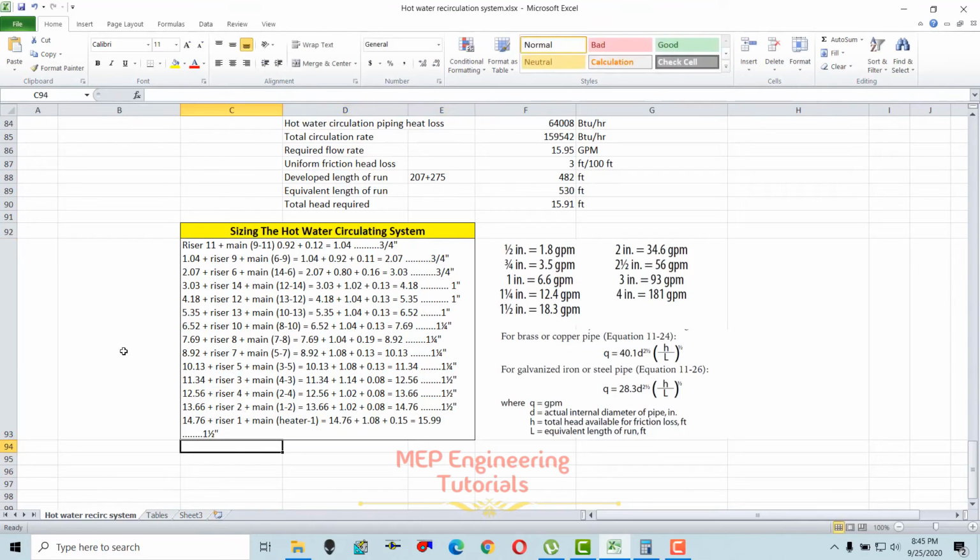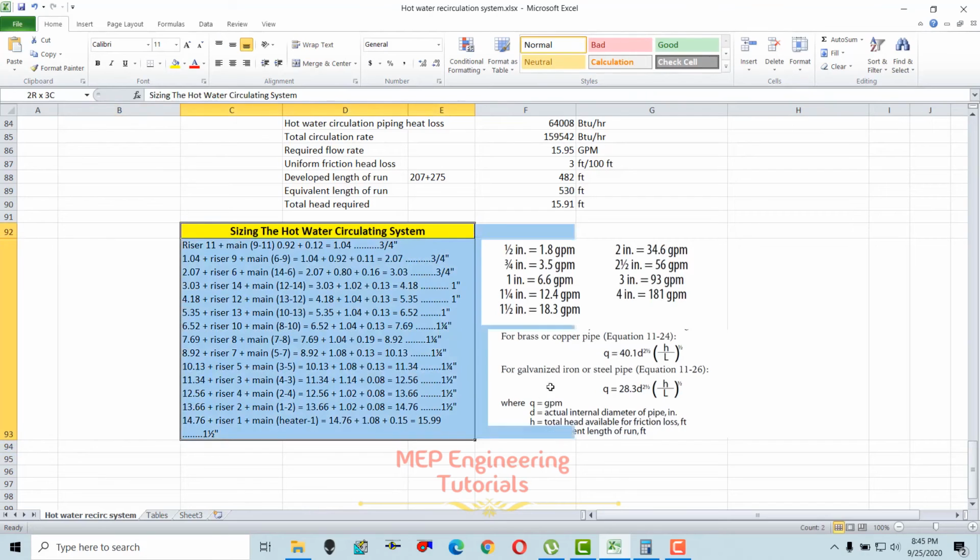So this is how you can do the hot water recirculation pipe sizing, or you can design your hot water recirculation system.